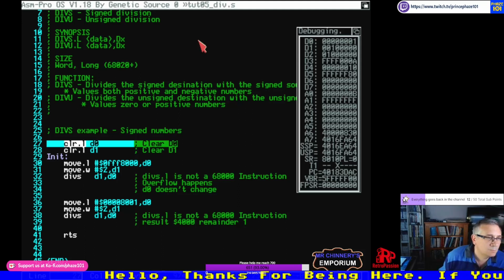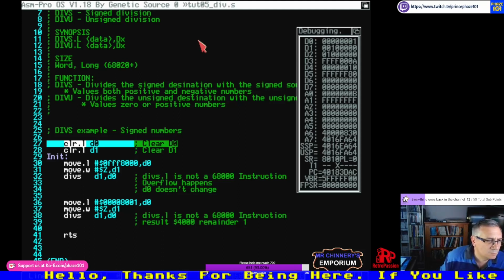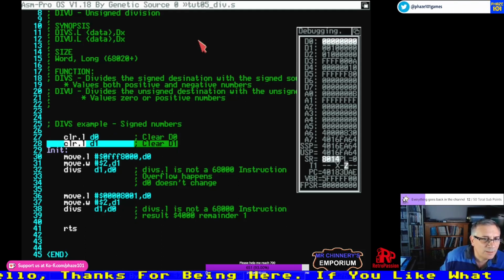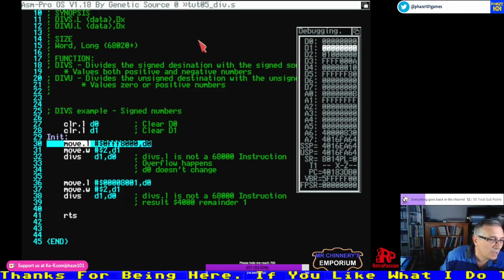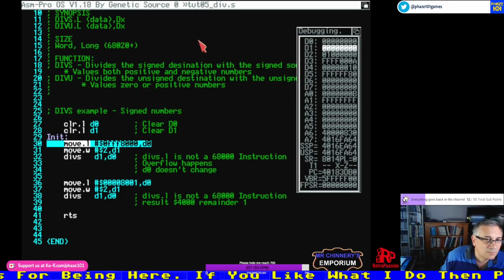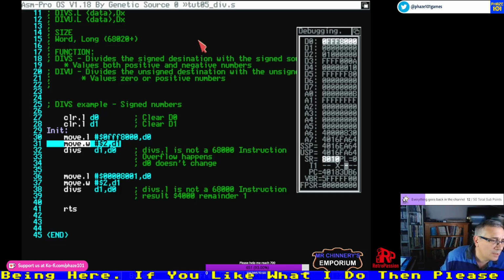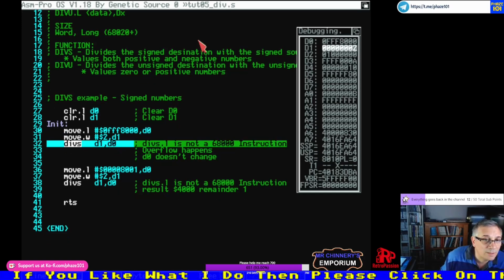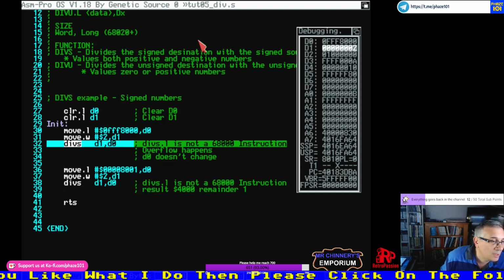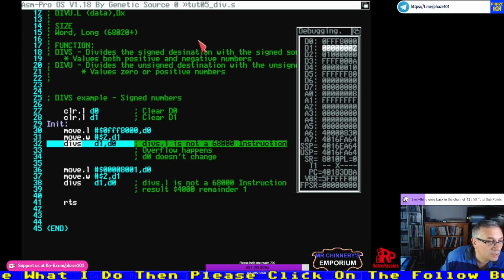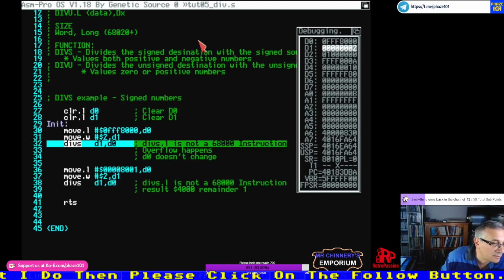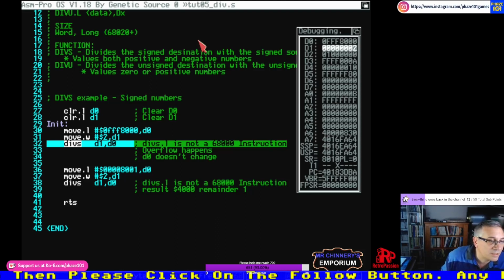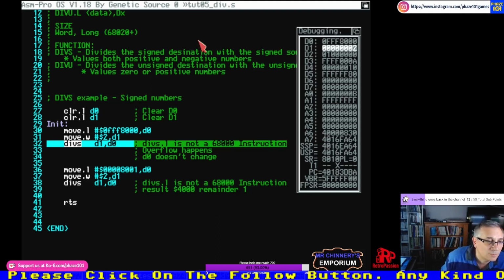So we are clearing D0 and D1. We are moving that number into D0. And we are moving 2 into D1. And then we are dividing D0, that long number, with D1. And the result goes into D0.